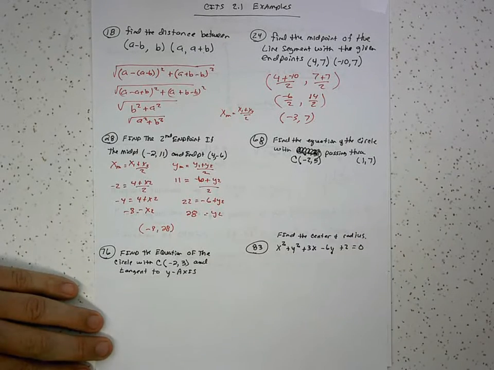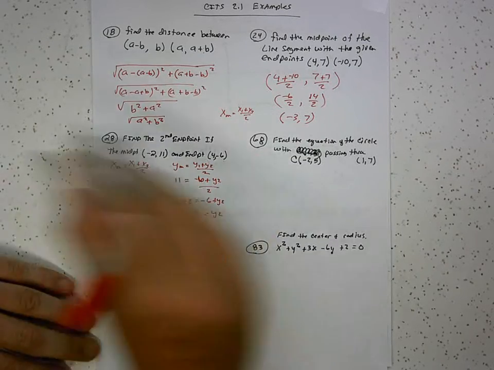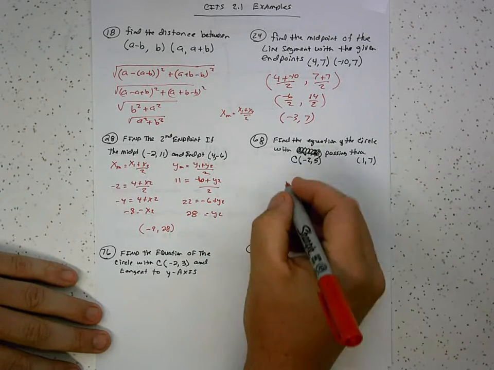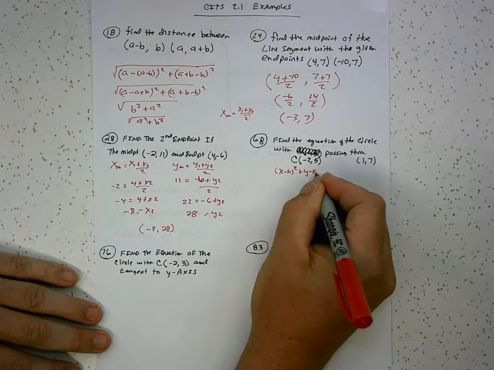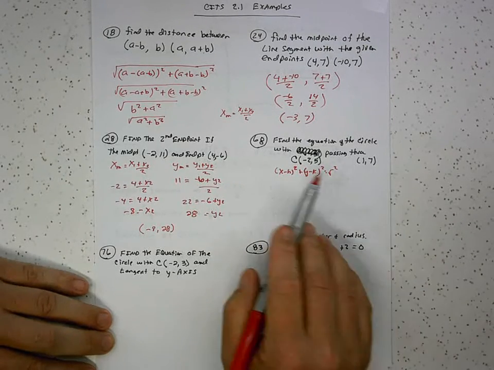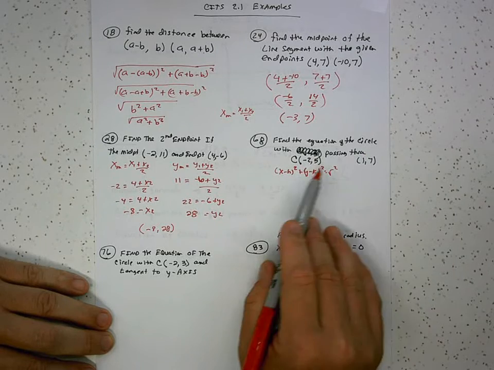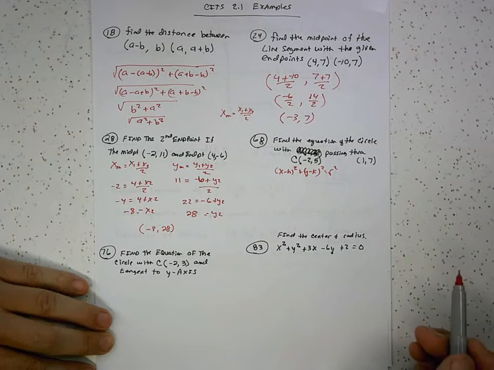Now, these last three have to do with the equation of a circle. Okay, now they start with fairly simplistic. We know the equation of the circle is x minus h squared plus y minus k squared equals r squared. They want us to find the equation of the circle with the center at negative 2, 5 passing through the point 1, 7.